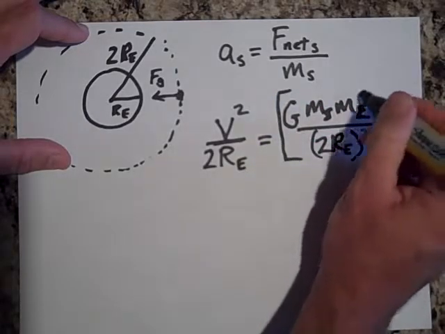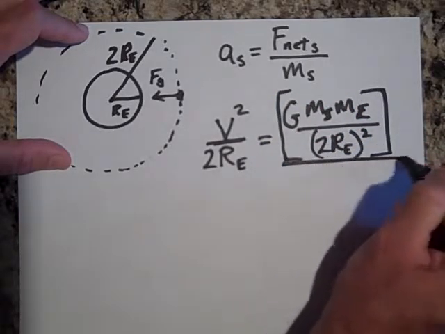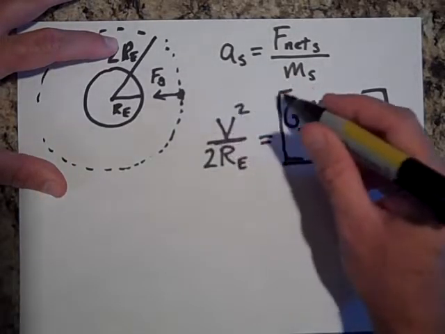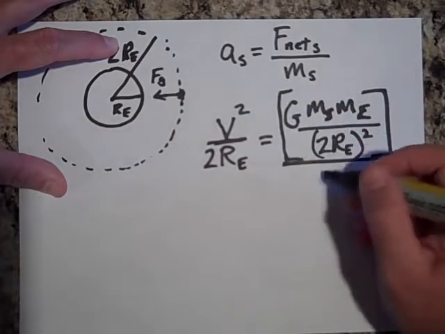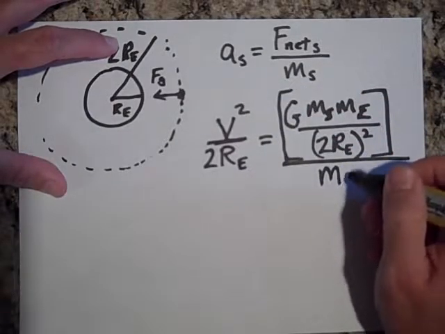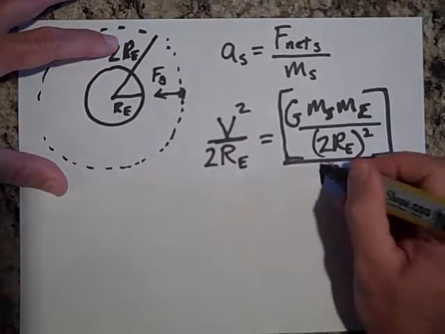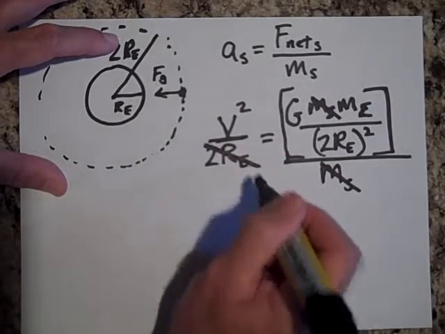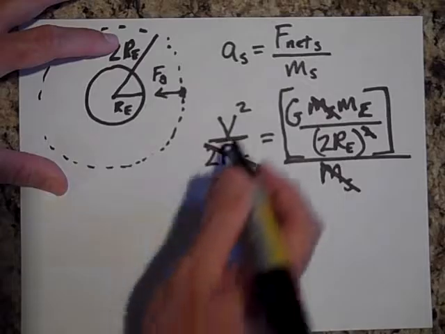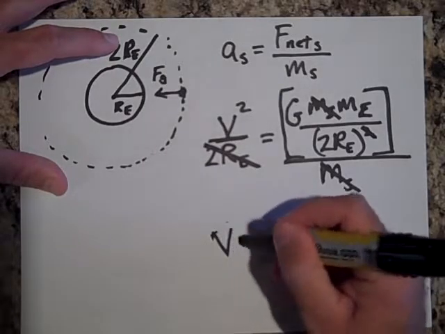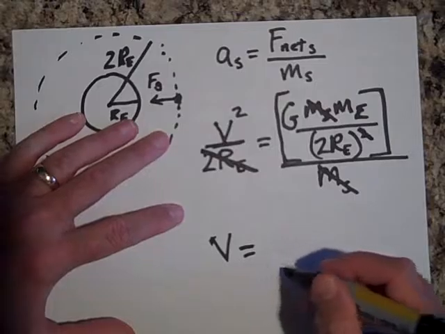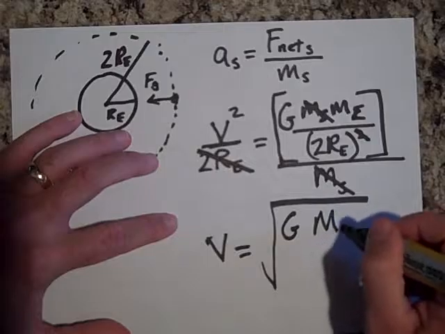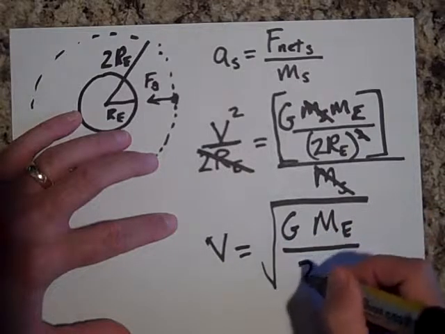Let me box that so you see that's one force. See how that's one force up there? So a equals F net all over the mass of what? The satellite. So boom, boom. Let's get rid of the satellite mass and one 2rE. So the speed that it's going to need to go is going to equal the square root of capital G, mass of the Earth, all over 2rE.